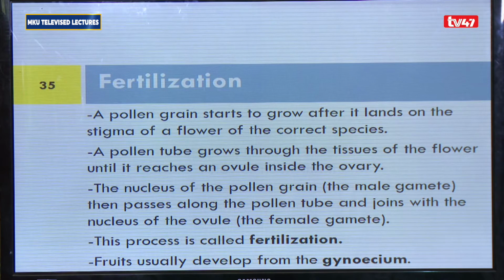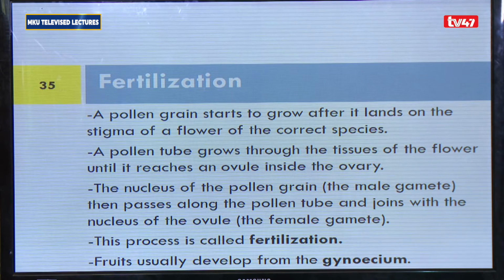Now, in the process of fertilization in plants, first of all, the pollen grain must land on the stigma of the plant, where the stigma is a part of the female reproductive organ. When it lands on the stigma, the pollen grain germinates using nutrients in the stigma, forming a pollen tube. The pollen tube then grows downwards into the style, the extension that goes to the ovary.